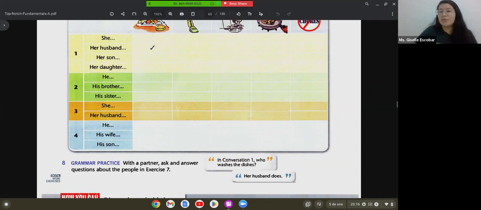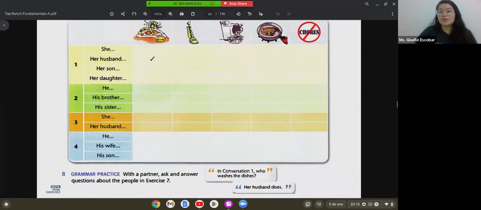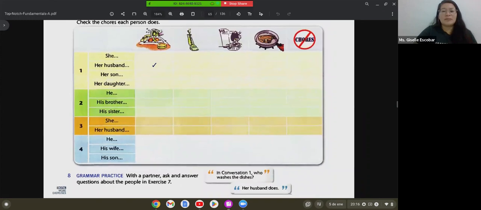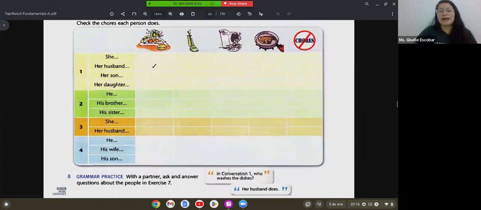Entre 4 y 5 minutos vamos a trabajar en los breakout rooms y vamos a hacer preguntas del ejercicio número 7. So, lo mismo que yo les estaba haciendo, lo único que ahora ustedes van a agregar en conversation number 3, in conversation number 2, who washes the dishes, who does the laundry. So those type of questions. Y la persona con la que están trabajando va a responder. Hagan por lo menos unas 3 o 4 preguntas cada uno. Vamos a tener unos 5 minutitos.